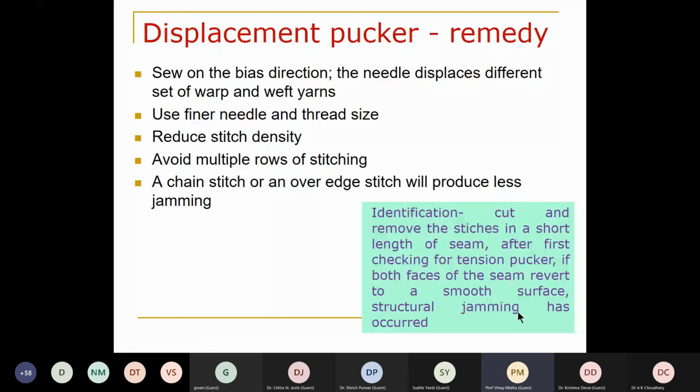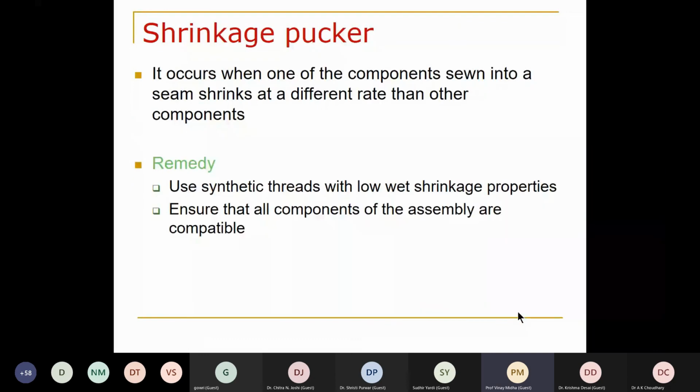Then there is the shrinkage pucker. It occurs when one of the components sewn into the seam shrinks at a different rate than the other component. So that takes place after the laundering. Then use synthetic threads with low wet shrinkage properties. That is the remedy, and ensure that all components of the assembly are also compatible.